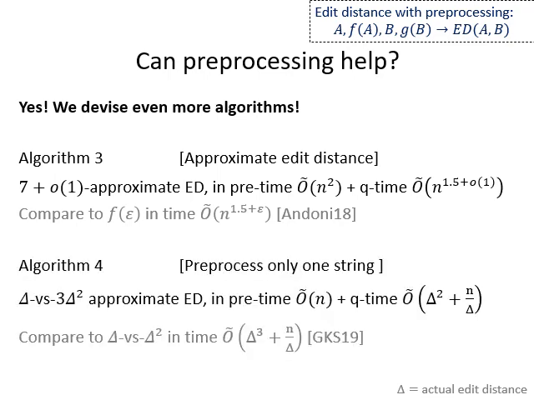We also have an algorithm that works in a model that I really like, where you pre-process only one string. So here you can think of having a large database of strings you already pre-process, and now you have a fresh new query. Here, our algorithm is pretty bad. We have a delta versus delta squared type approximation, but it still beats the state of the art for no pre-processing in a non-trivial way. So this is a proof of concept. I'm really excited to see future work on this model.